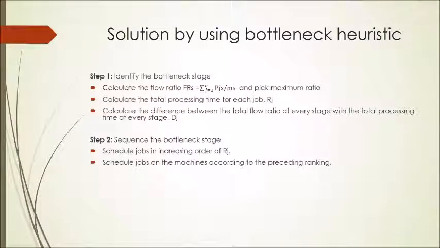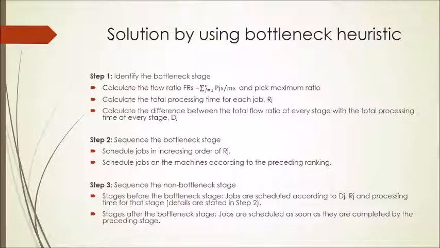Step 2 is to sequence the bottleneck stage. For Rj, if there is more than one job with the same Rj, then rank them in increasing order of Dj. Break ties by selecting the one with smaller processing time. Step 3 is to sequence the non-bottleneck stage. We need to find the stage before the bottleneck stage and the stage after the bottleneck stage.